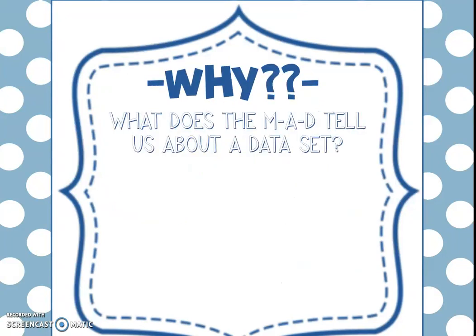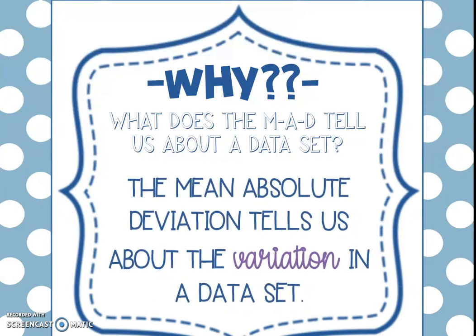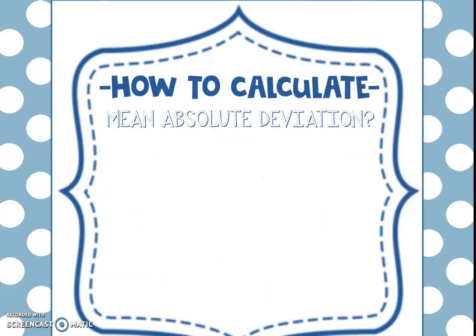So why do we calculate the mean absolute deviation? We calculate it because it tells us what type of variation we have in the data set. If we have a high mean absolute deviation, then that means we have a lot of variation. If we have a really low mean absolute deviation, we have not a lot of variation. It's telling us that either the data points are really closely together or they're far away.